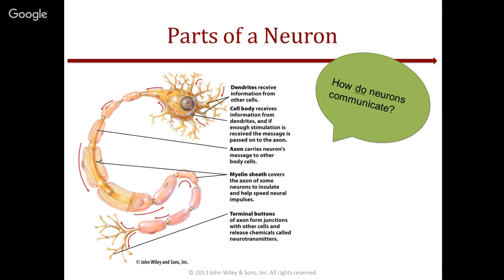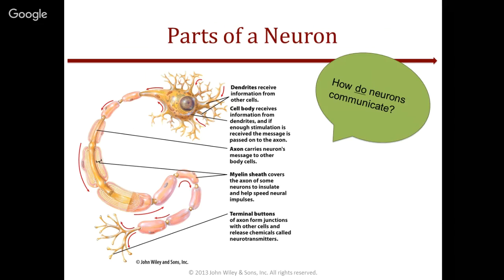So for your exam, I want you to be familiar with the parts of the neuron and how that works. So looking at how your neurons actually communicate within your body. This picture shows you an example of what your neuron looks like, and then what each particular portion of your neuron does. So let's look at the first one.